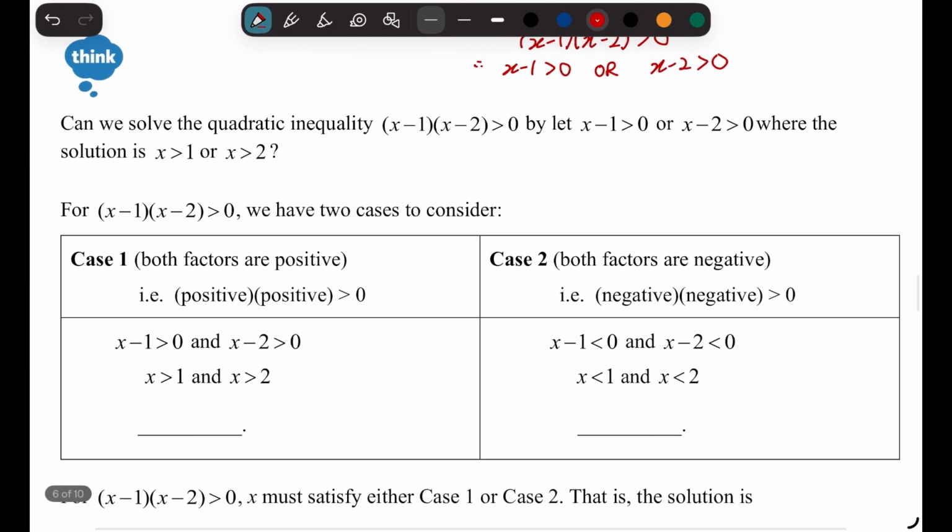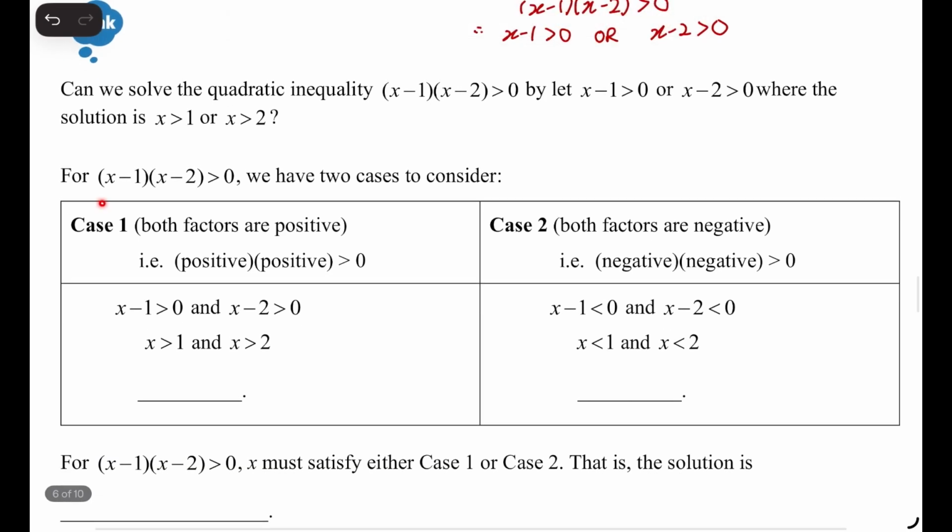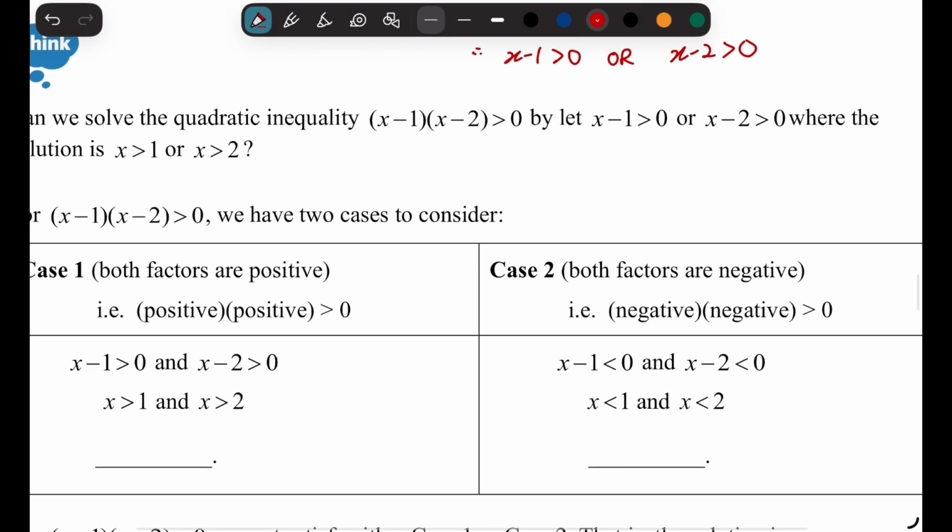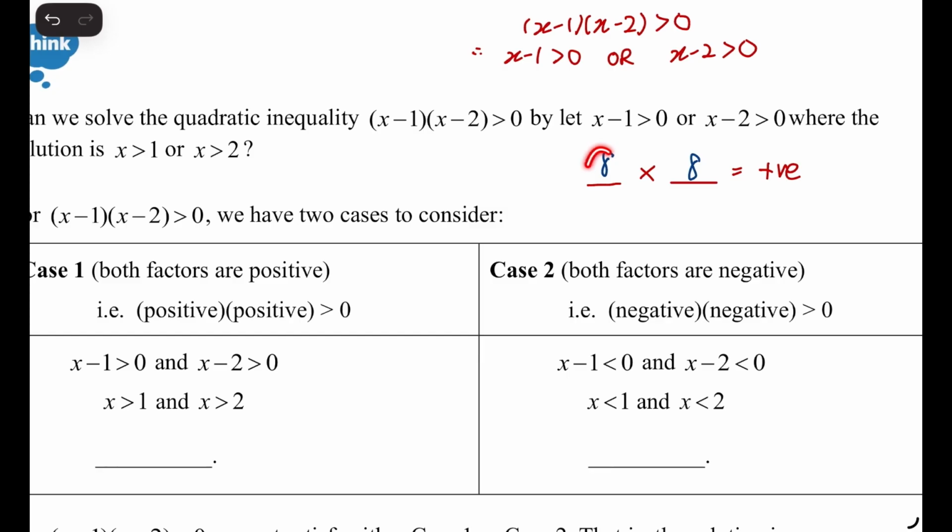If I have something times something, we actually need to consider two cases. Let me just write it over here very simply. Two things multiply to each other. Let's say for this expression to be positive, when I multiply two numbers, I have two cases. These two numbers must be positive. Let's choose a random number, like 8 times 8. I'll get a positive number, 64.